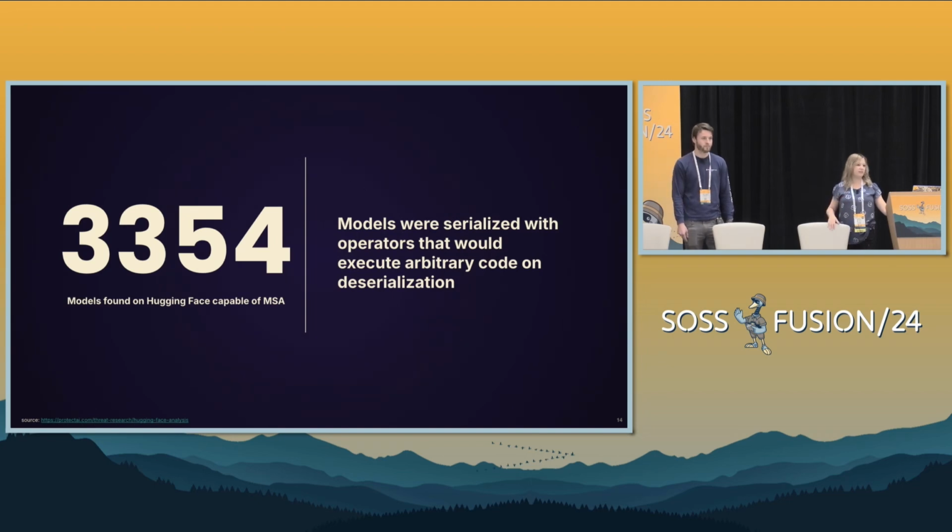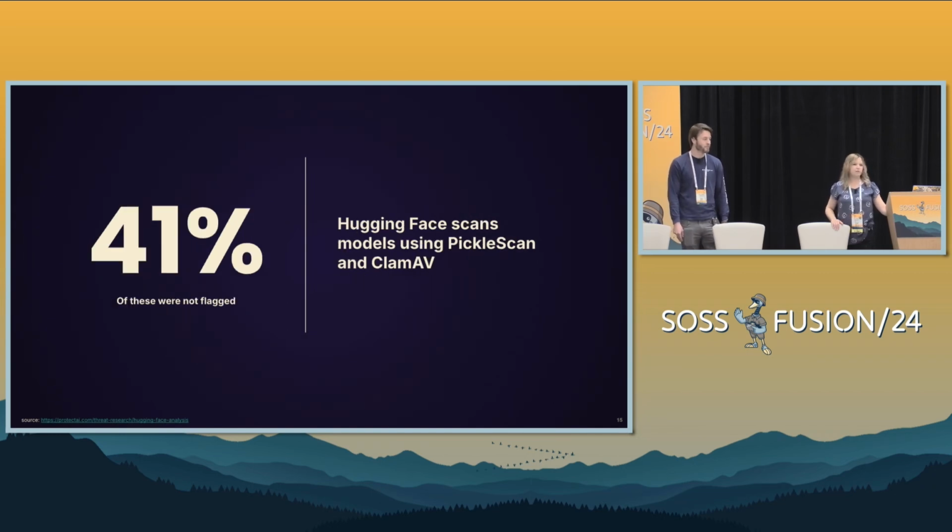We've scanned a bunch of models on Hugging Face and found over 3,000 publicly available there that would execute arbitrary code on deserialization. And 41% of these were not flagged in any way by Hugging Face. They do have some protections using Pickle Scan, which is a basic serialization attack detector for Pickle, and they use ClamAV. But this misses a lot of ones that are potentially dangerous.